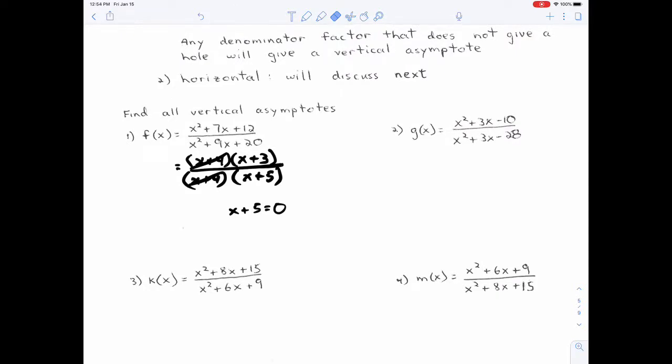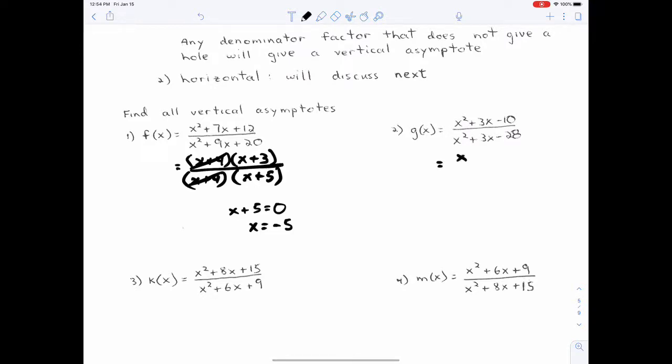Now, the graph is not equal to 0 at this value of x plus 5. But the vertical asymptote, which is not part of the graph, is at x equals negative 5. And again, when I start graphing these for you, I hope it'll make a little more sense. Okay, let's take a look at this one.